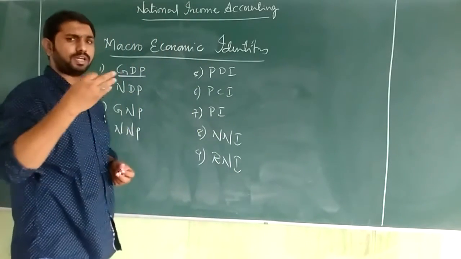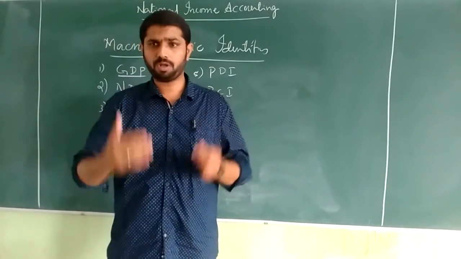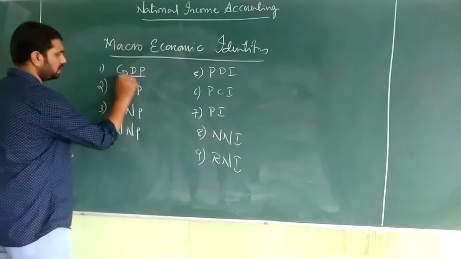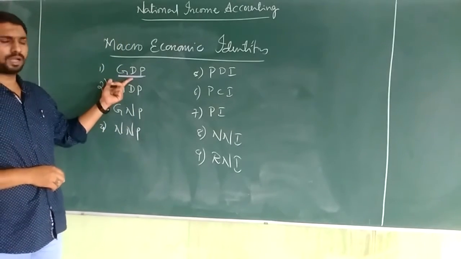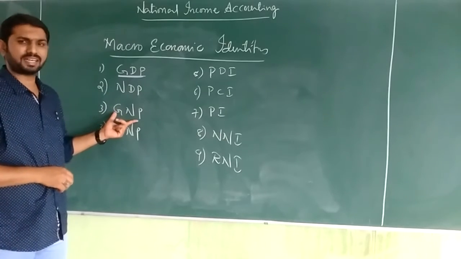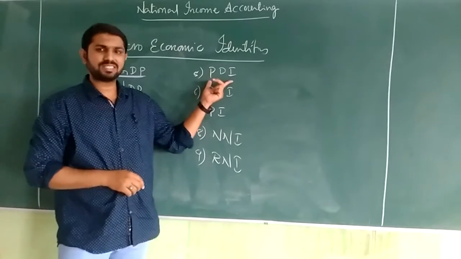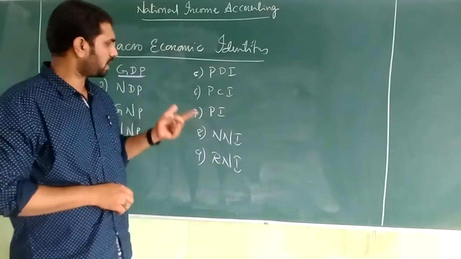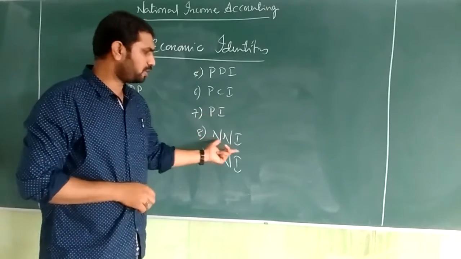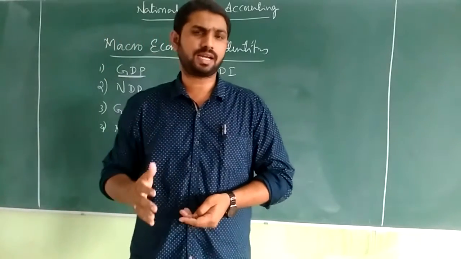And the economic situation generally takes one word to express its level, which is called GDP. Before going directly to all the points, let me explain the expansions of these acronyms. The first one is gross domestic product, followed by net domestic product, then gross national product, then net national product, personal disposable income, per capita income, personal income, net national income, and real national income.